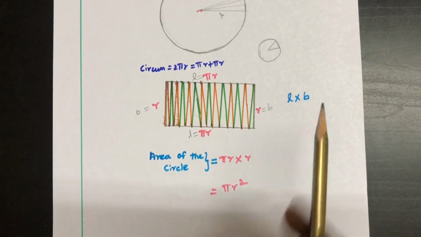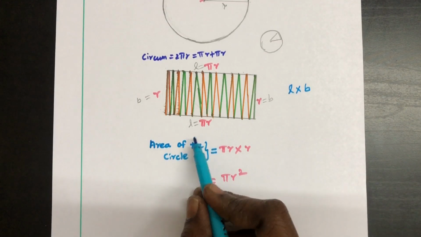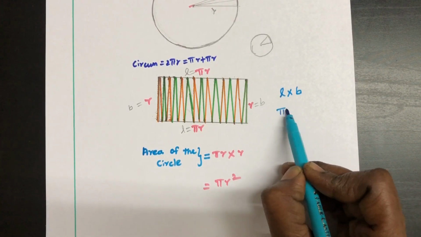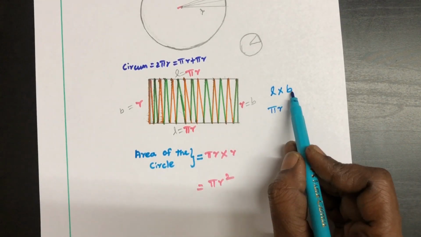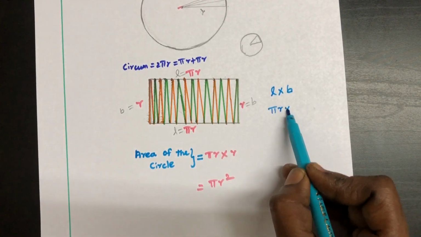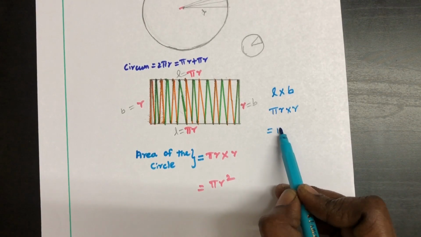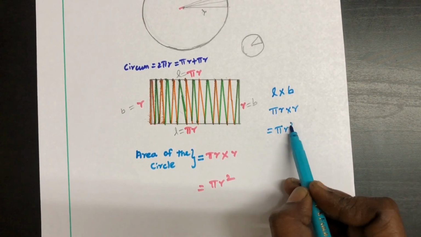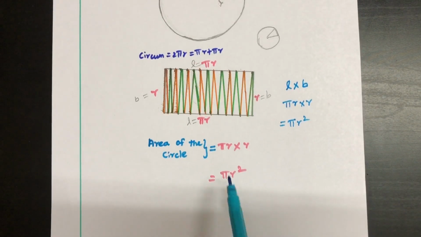So L into b. Now instead of L, shall we give pi r? Similarly, instead of breadth, we can give r, right? So this is nothing but pi, r into r is r square. So area of the circle is pi r square.